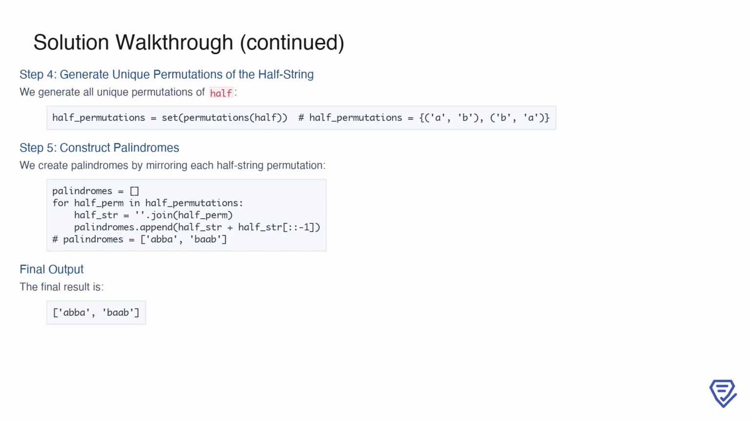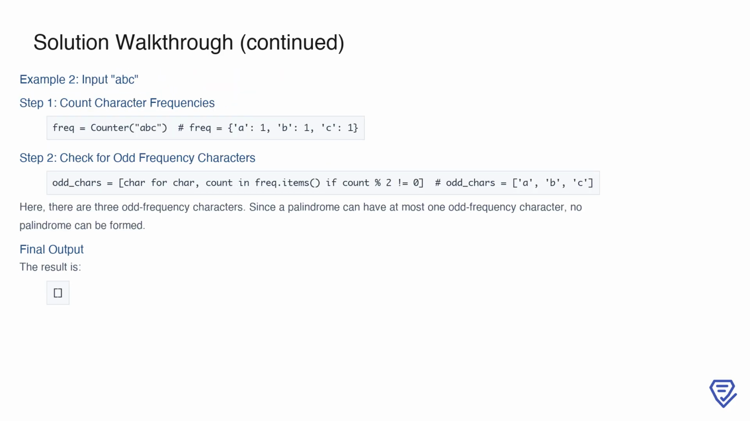For example, the permutation ab becomes ABBA by appending its reverse. Similarly, BA becomes BAAB. After processing all permutations, the final list of palindromes is ABBA, BAAB, which is returned as the output. In the second example, the input string is ABC.